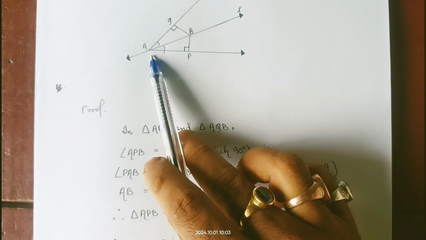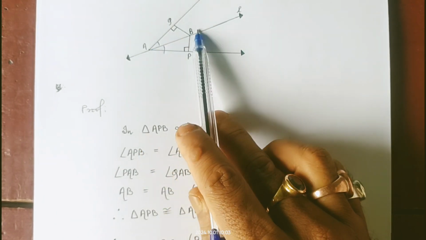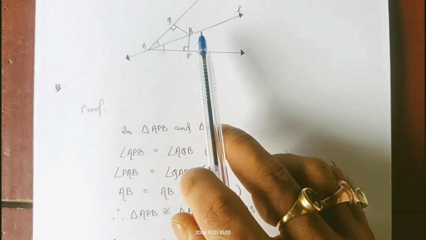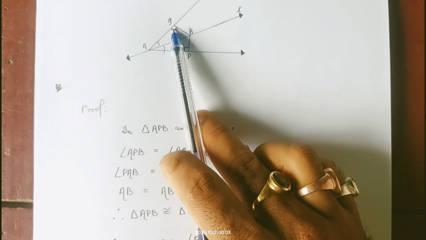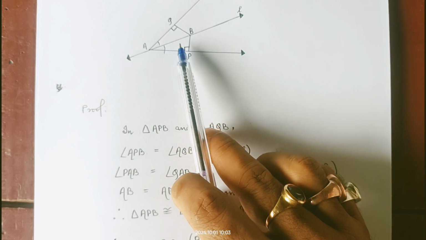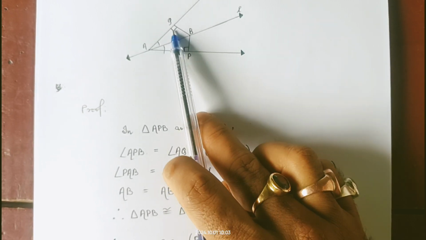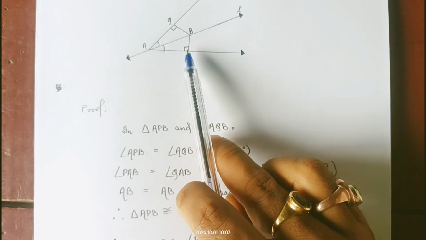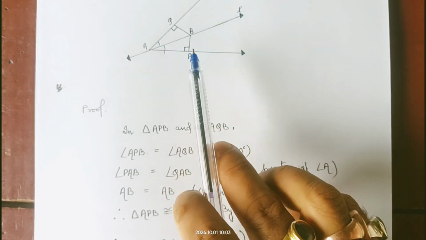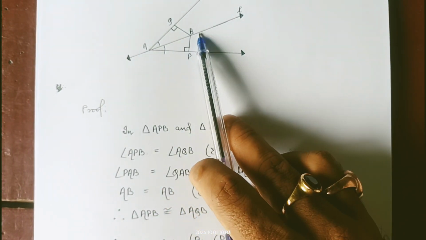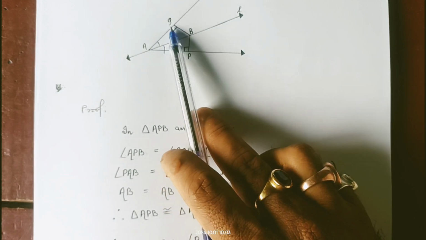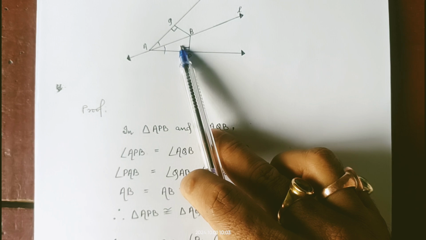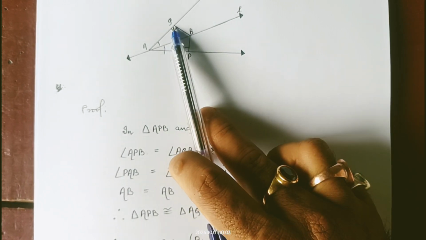So angle PAB equal to QAB, and AB is the common side in both the triangles, so we can write angle, angle, side, angle, angle, side. So in these two triangles, these two angles are equal, these two angles are equal, and this side is common. So by angle, angle, side congruence, we can say triangle APB is congruent to triangle AQB. Now, since triangles are congruent, corresponding sides will be equal, so BP equals to BQ by CPCT.